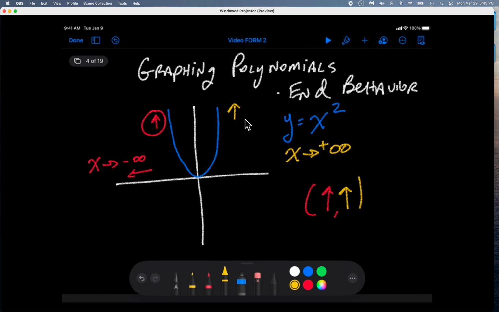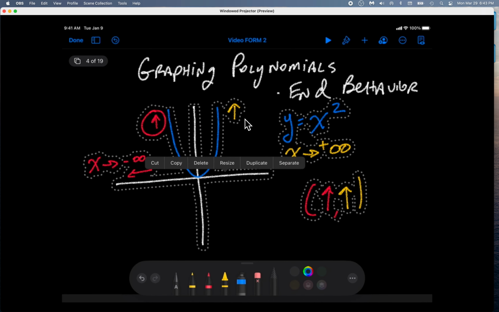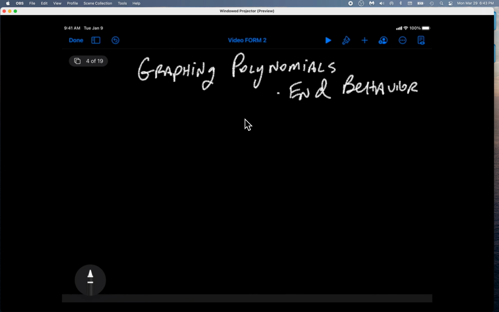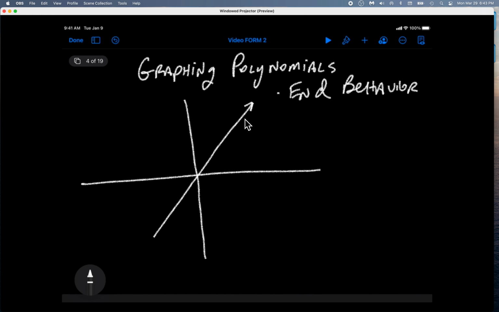Okay, let's now talk about another equation that we're also very familiar with. This is the equation y equals x. Now recall, y equals x comes through the origin at a 45-degree angle like so, has a slope of 1. Now don't forget, y equals x has a hidden 1 as an exponent, and that 1 is an odd number.